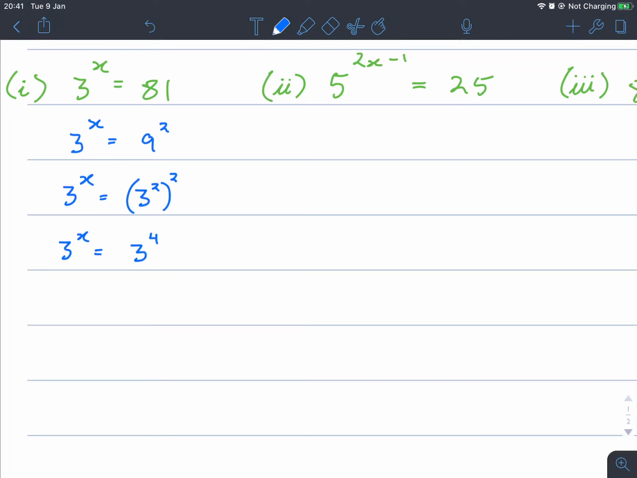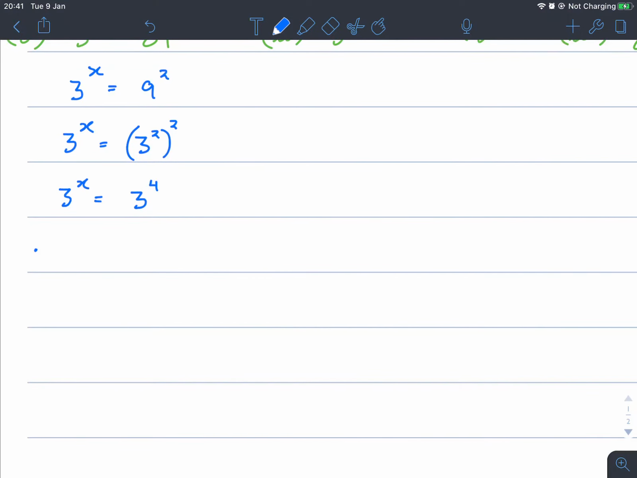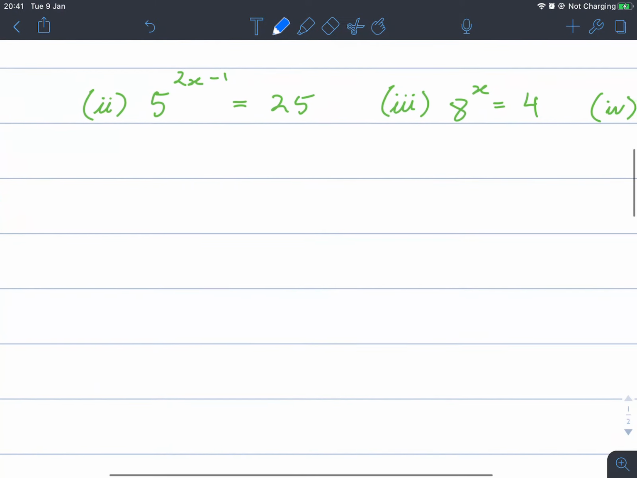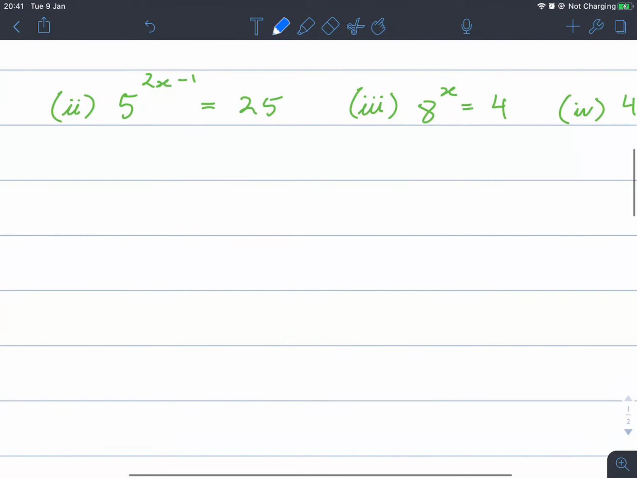the power of 4. Therefore, we conclude now x is equal to 4 because they both have the same base, which means x has to equal 4. And that's how we solve it. Now, no matter how complex the expression may be, we still follow the same idea and reduce everything so that they have the same base.